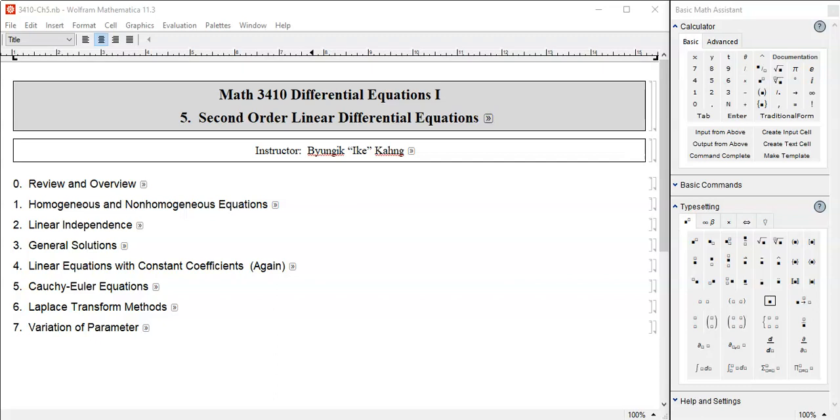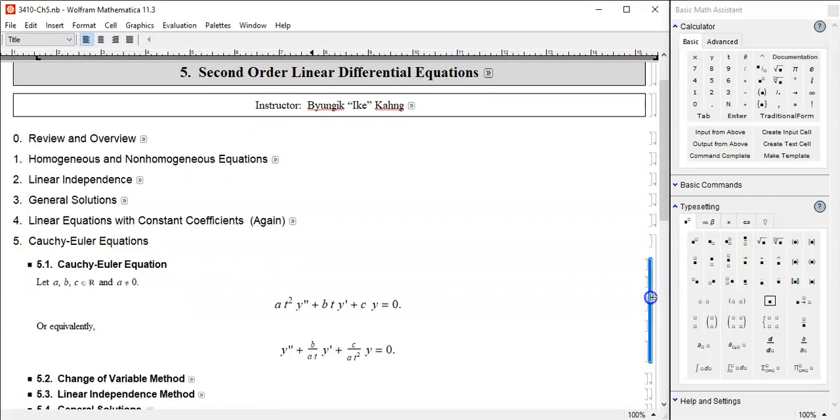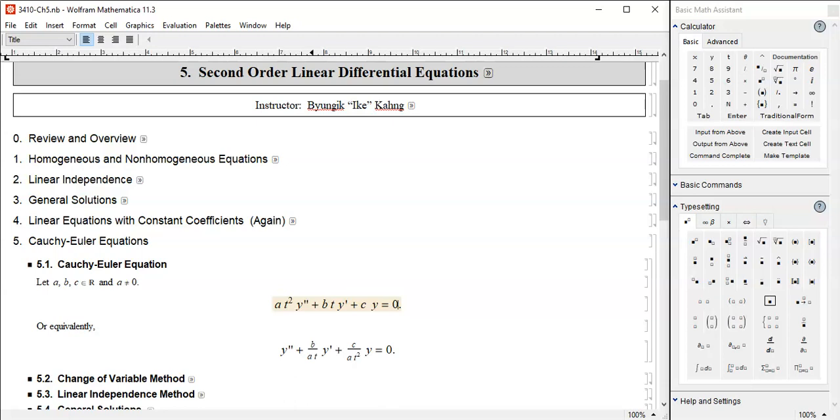The next topic is section 5, Cauchy-Euler equations. What is a Cauchy-Euler equation? It's a differential equation that looks like this: a t squared y double prime plus b t y prime plus c y is equal to 0. The second derivative y double prime comes with the second power t squared. The first derivative y prime comes with the first power of t, and the zeroth derivative, or the original function y, comes with t to the 0 power. Nothing is written there, which means t to the 0 power, or 1, is hidden.